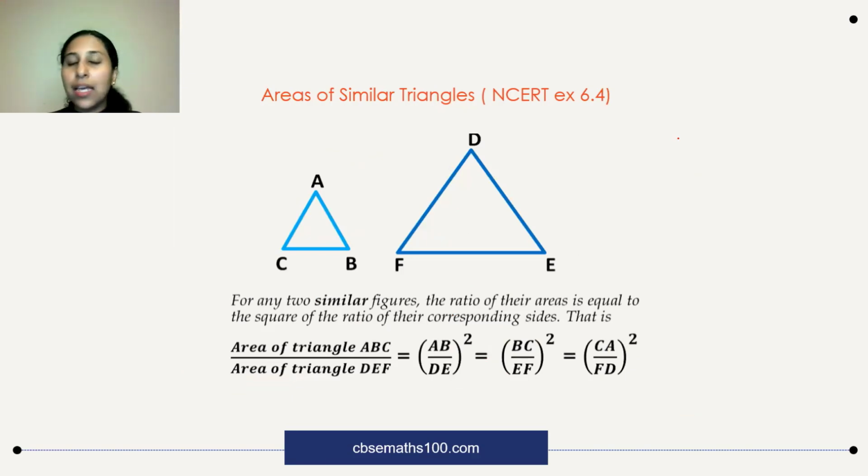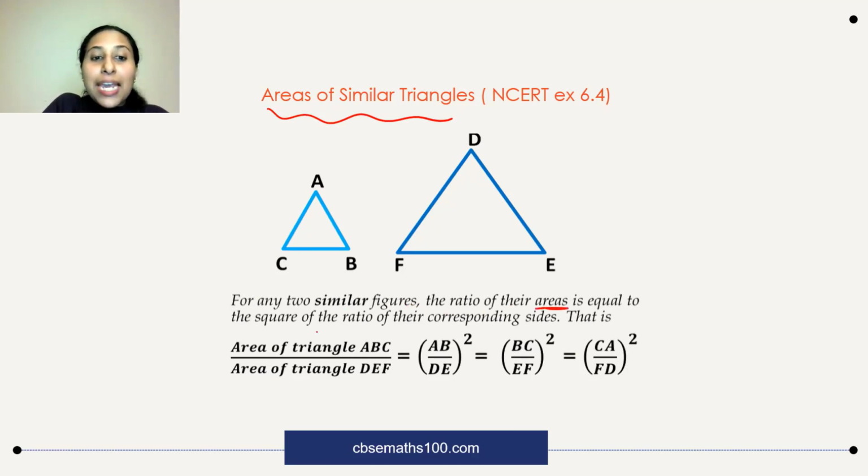Next thing is about areas of similar triangles. Very, very important. For any two similar figures, the ratio of areas is equal to the square of the ratio of corresponding sides, or the ratio of areas is equal to the ratio of squares of the corresponding sides. Both ways of telling it are correct.